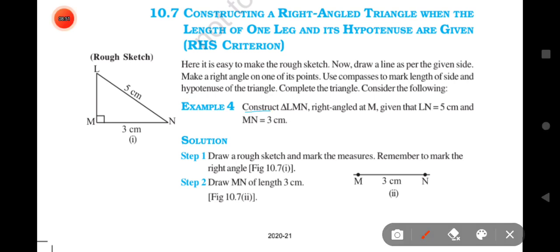4. Construct triangle LMN, right angle at M. Given that LN equals 5 cm and MN equals 3 cm. Steps of construction. 1. Draw a rough sketch and mark the measures. Remember to mark the right angle. 2. Draw MN of length 3 cm.